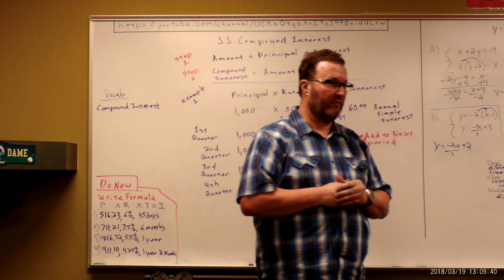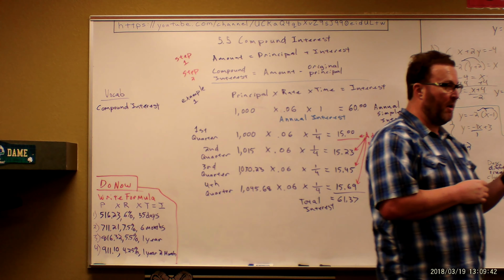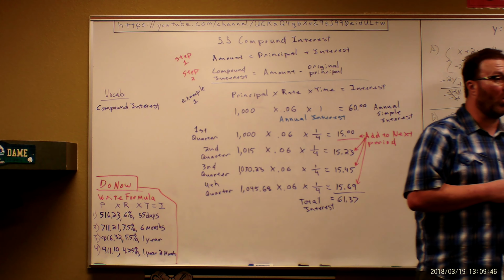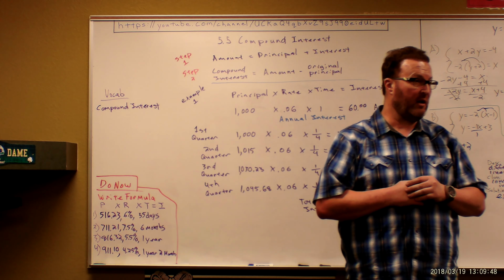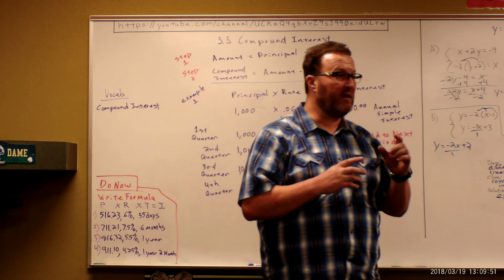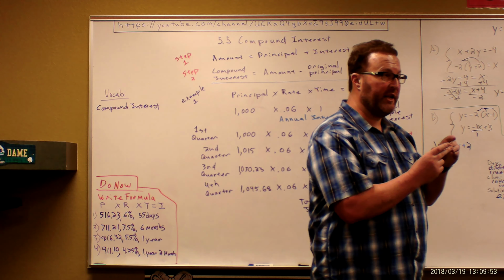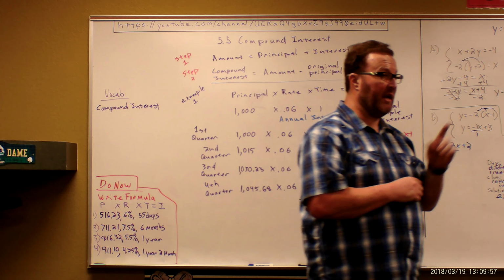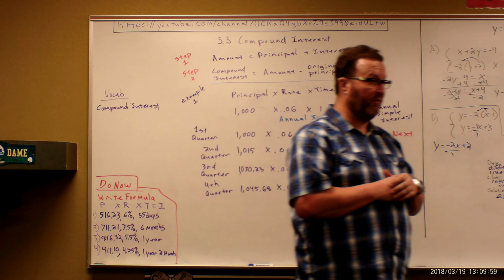Very good. January, February, March, April, May, June, July, August, September, October, November, December. Okay? So a quarter is 3 months. But for this purpose, we're taking the year, 4 quarters in a year, 1. That's 25%, right? We take 1 divided by 4 in the calculator, we get 0.25.